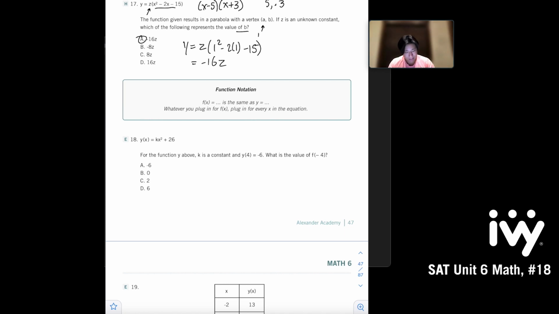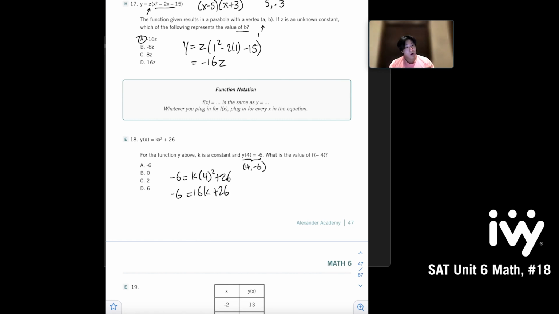So first thing we see here, from this, we can tell that we have a point 4 comma negative 6. So let's plug that in. So we have negative 6 is equal to k times 4 squared plus 26. Fairly simple. Let's go ahead and simplify this. We end up with negative 6 equals 16k plus 26.